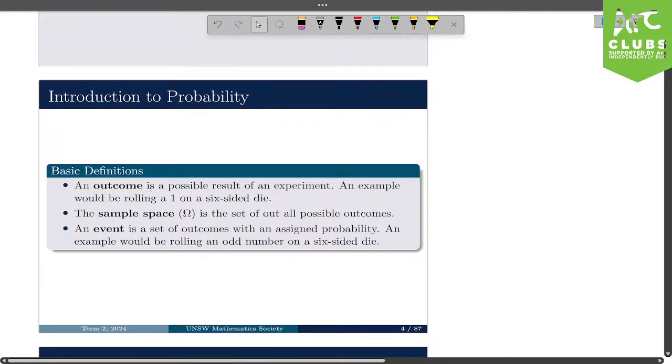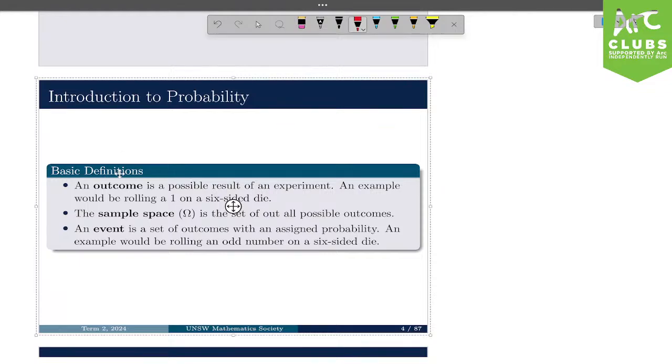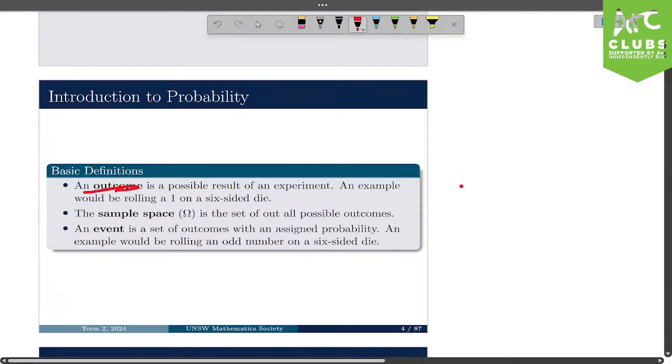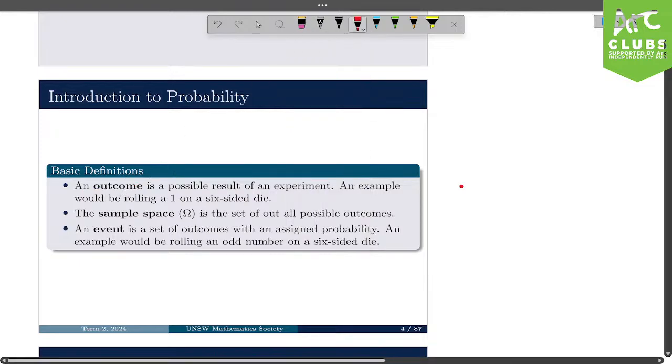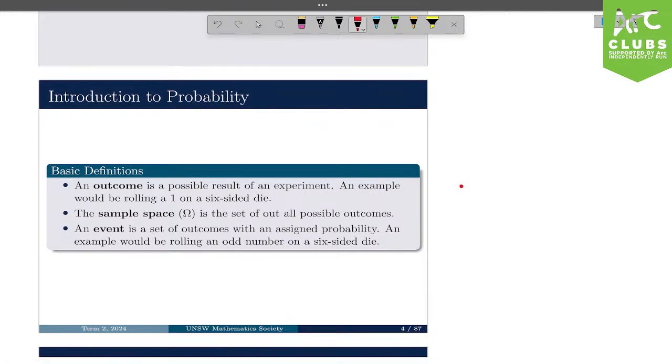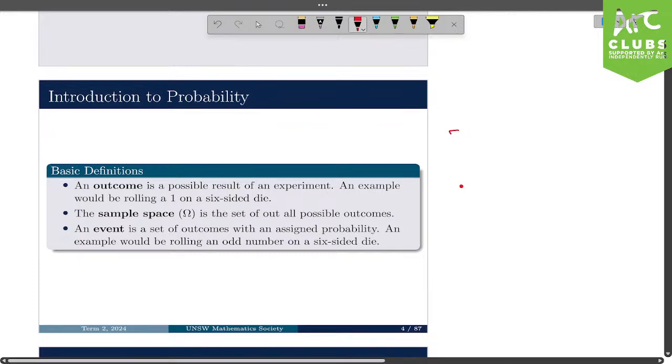So, first thing, introduction to probability. We've got a couple of definitions that we just have to know. First is an outcome. An outcome is the result of an experiment. So maybe rolling a 1 on a die, or if you had a ruler, you could measure 20 centimeters. That's the outcome of an experiment. And the sample space is the set of all possible outcomes. So on a die, it would be the set 1, 2, 3, 4, 5, and 6.